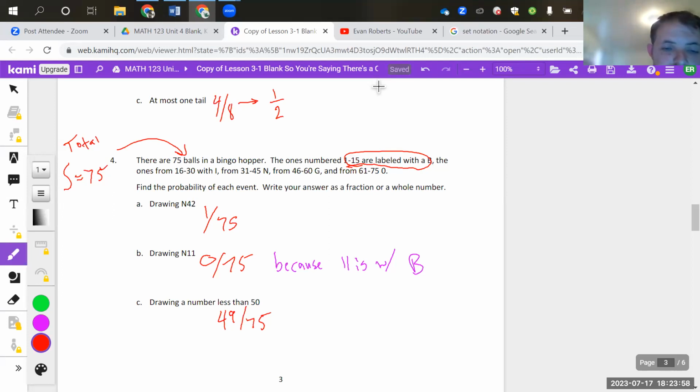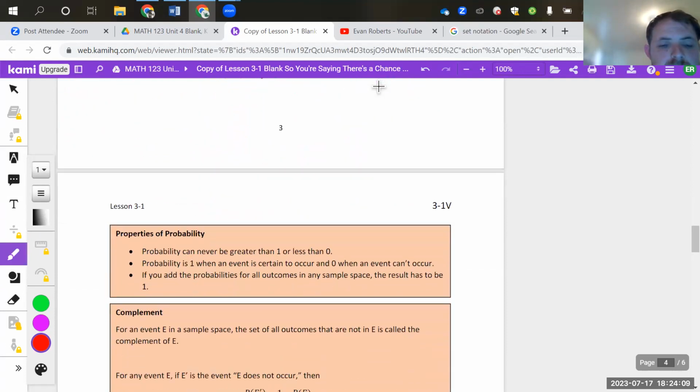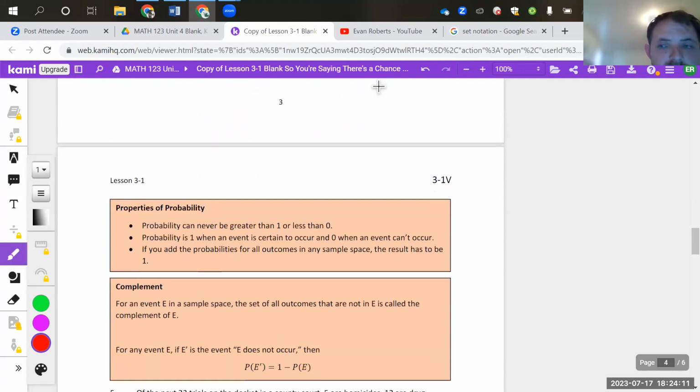So out of all those, you would want C. You definitely don't want B because it literally can't happen. And so C would have the highest probability of happening. A couple more questions here, and then we'll take our first break.